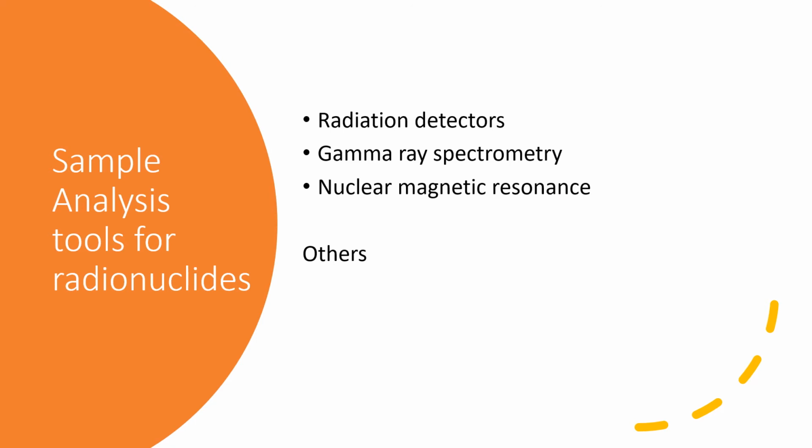Sample analysis tools for radionuclides can vary depending on the type of radiation, whether it's alpha, beta, or gamma. Gamma can be detected from quite a distance away. Alpha and beta radiation will need the detector to be closer. But we can use common handheld radiation detectors for screening samples. For alpha and beta, it's not recommended for gamma, which has more energy and requires more personal protection. We can use gamma ray spectrometry. We can use nuclear magnetic resonance, and there are others that can be used in the field as well.